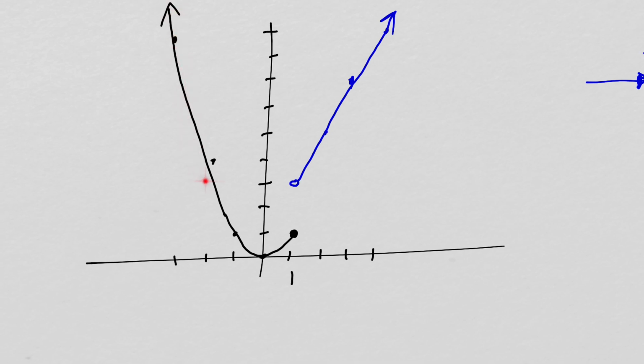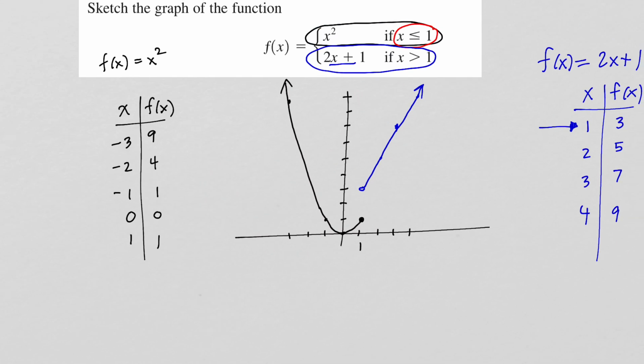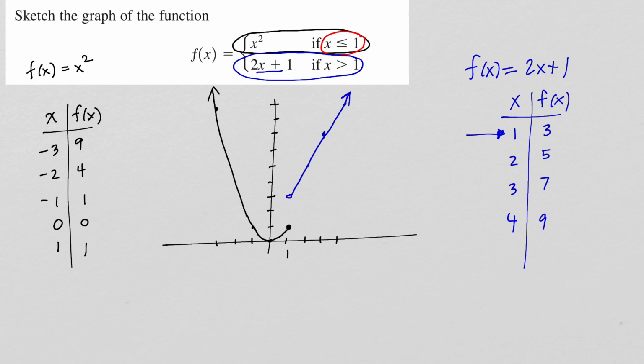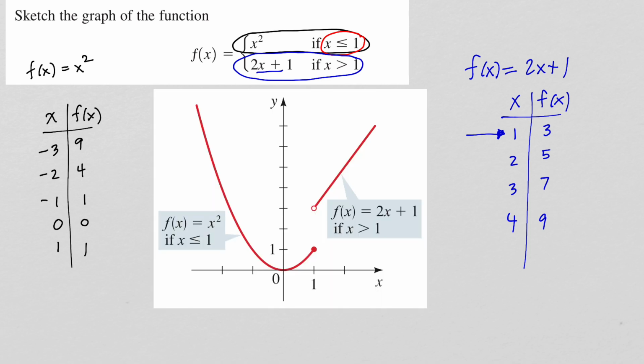We have the left piece, and then we have the right piece. And those are two clearly distinct functions, right? One is a parabola, and the other one is clearly a line. And I'll bring in a little better picture here just to show you what that would look like. Okay, so there you can see this is what our graph looks like.